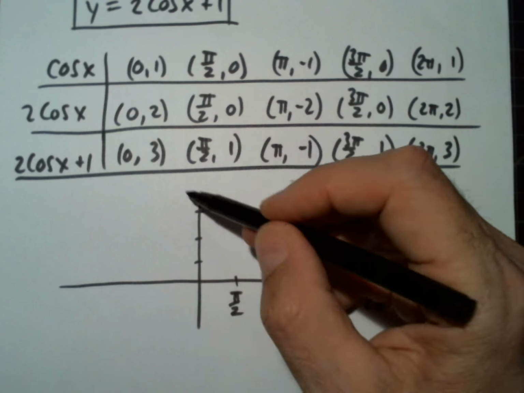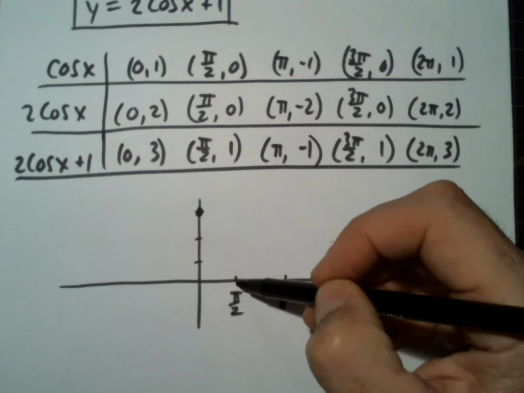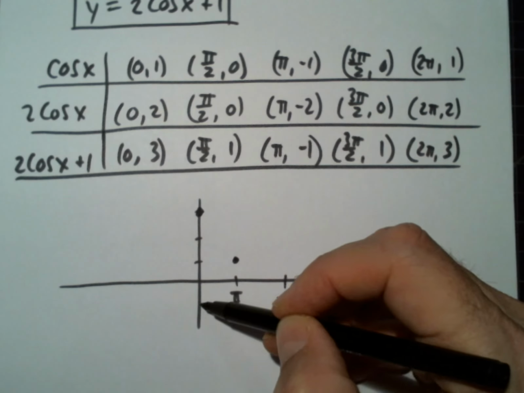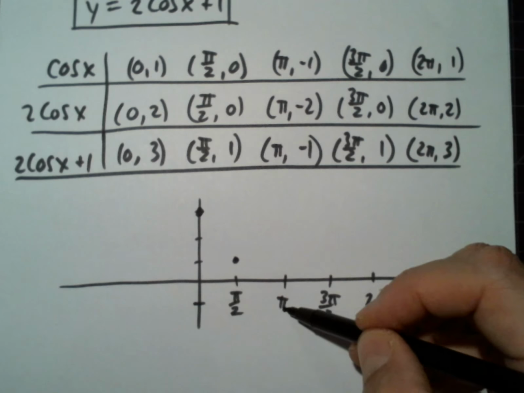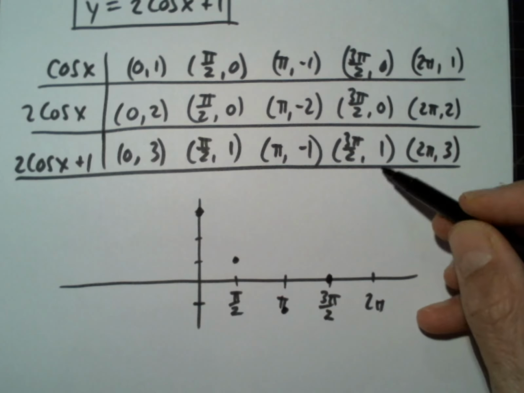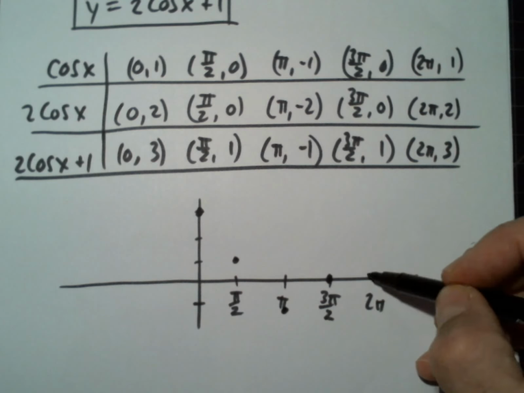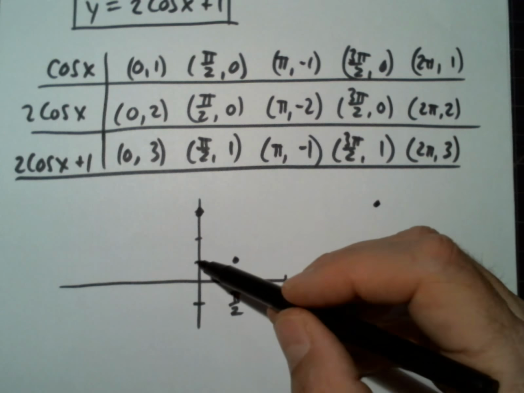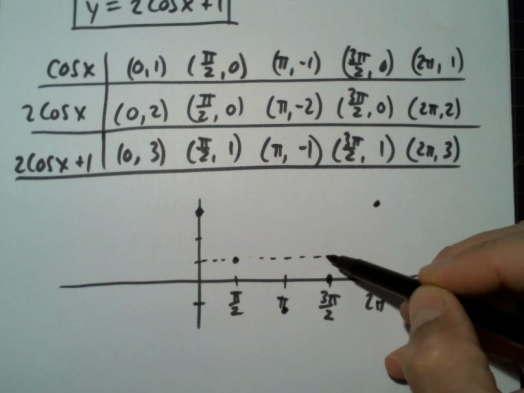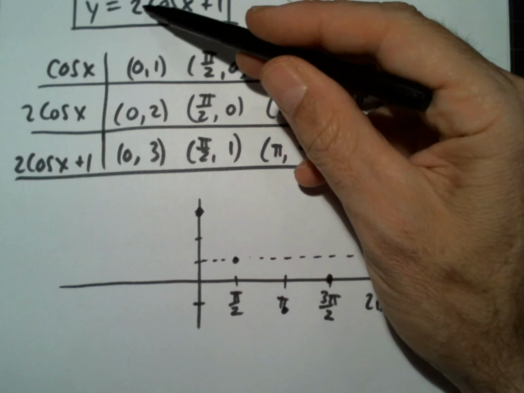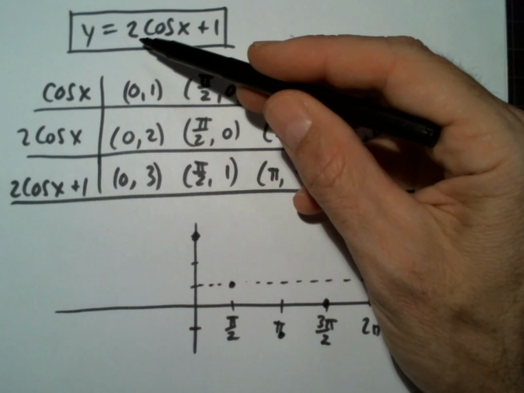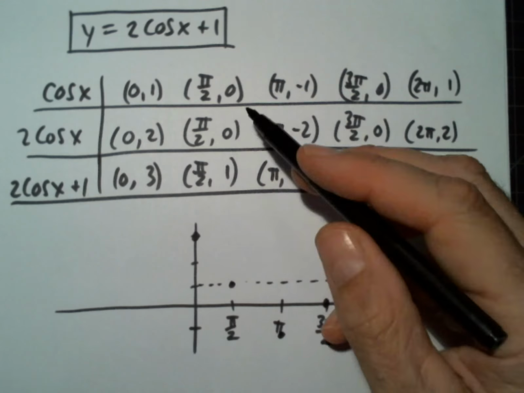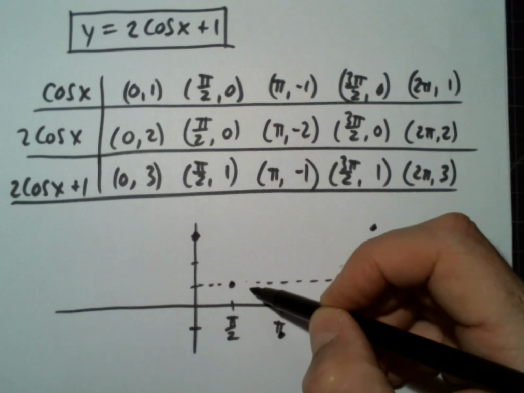We have 0, 3, pi over 2, 1, pi, negative 1, 3 pi over 2, 1, 2 pi goes up to 3, and we can just check if there's the center. We'll be going up 2 from the center and down 2. So there's up 2, down 2. We also see the vertical shift is how far this moved.